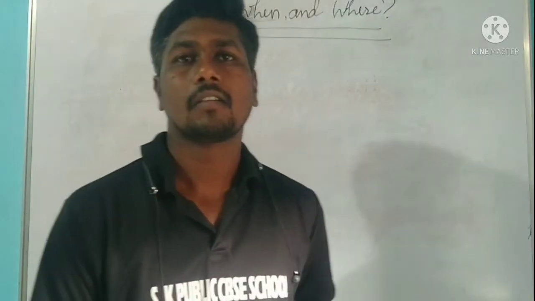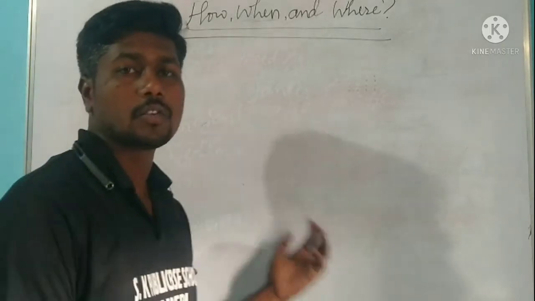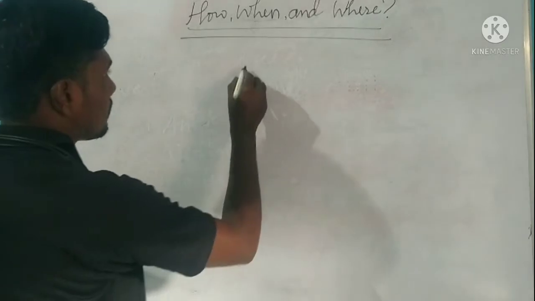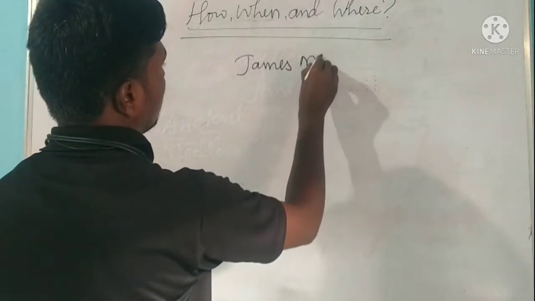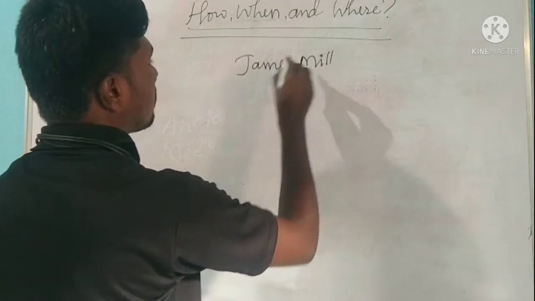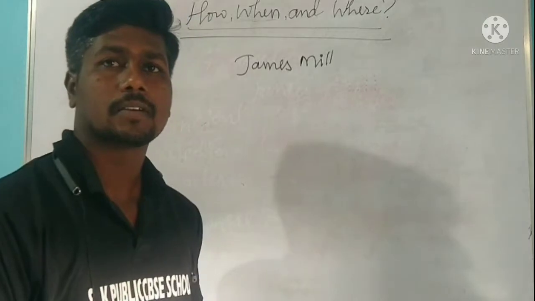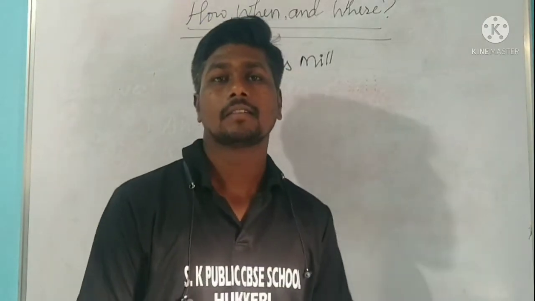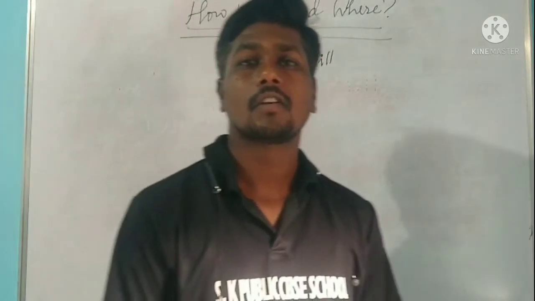In the last class, we learnt about chronology as well as how we periodize. In how we periodize, we mainly learnt about whom? About James Mill. As I told you, James Mill was a Scottish economist as well as a political philosopher. He divided the Indian history into three volumes or three parts, on the basis of religion.